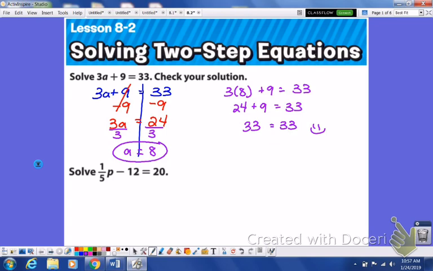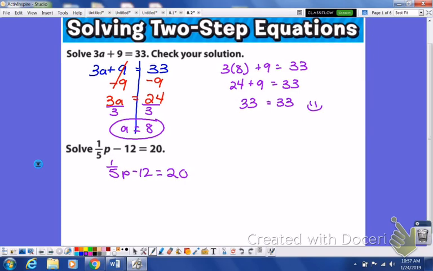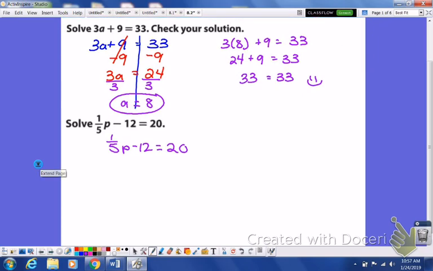Okay, so solve 1/5 p, and rewrite it again, minus 12 equals 20. Okay, so what is furthest away from my variable? That would be my subtracting 12. Just like in our last lesson, the opposite of subtraction, we're going to add 12, add 12. Negative 12 plus 12 is 0. So we're left with 1/5 p equals 20 plus 12 gives us 32.